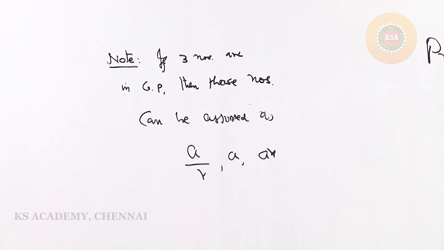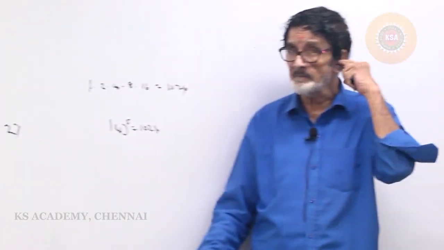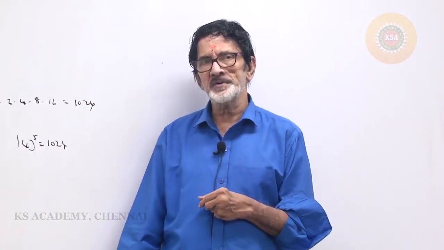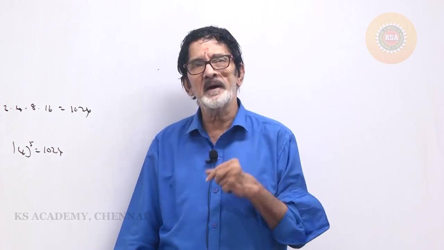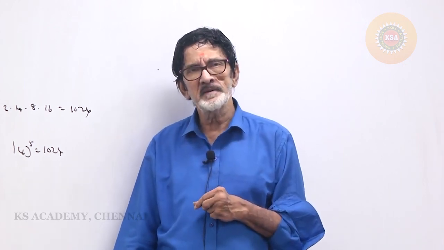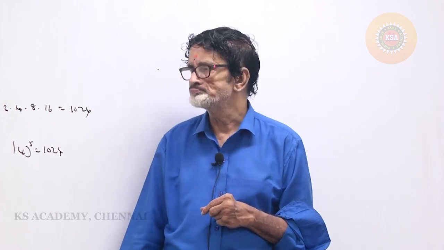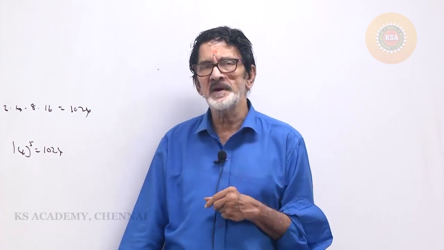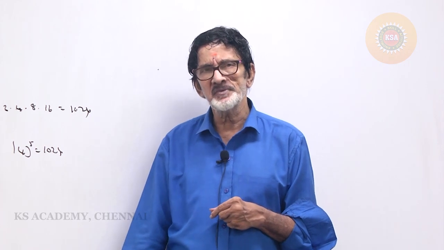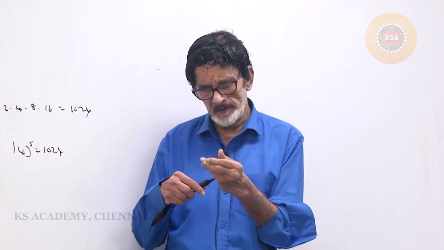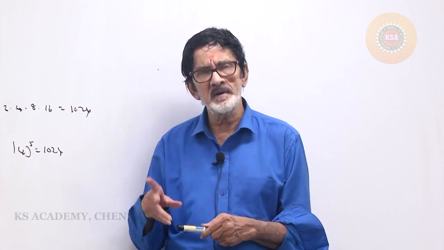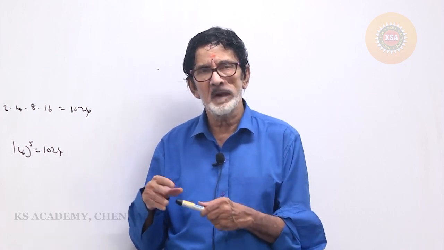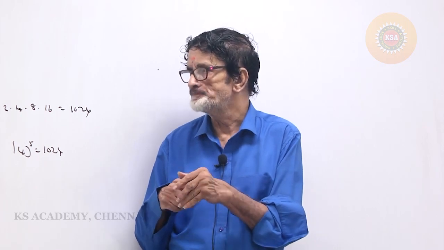The 2 problems we did, the 3 numbers problem, if I assume like this, in the next few steps I got the answer. Geometric progression: 3 numbers are in GP means we assume the first number A by R, the second number A, the third number AR. You can also assume X, Y, Z and get the answer, but you have to spend more time. If you want it within the shortest time, assume in this manner.